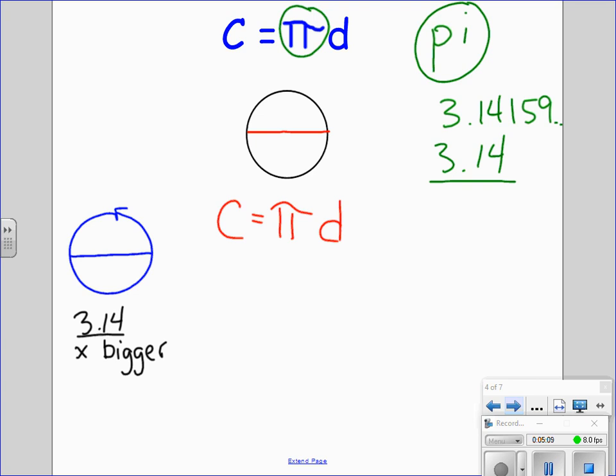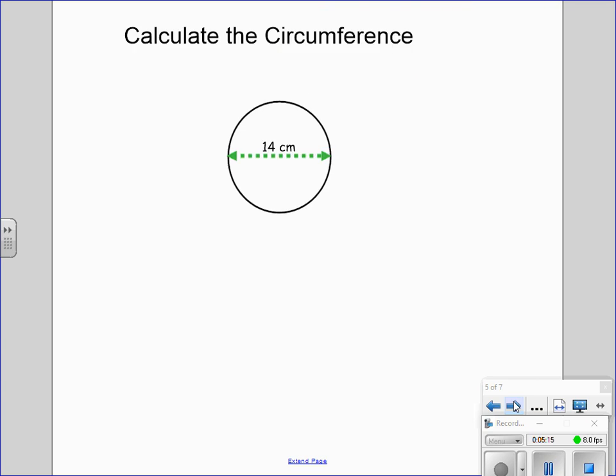Holy crocodiles, Nukes! Why don't we try a couple of questions? Hey, Stephen, that's a great idea. Let's try a couple of questions. Here is a delicious circle. It's got a diameter of 14, so we're going to use the formula or the equation.